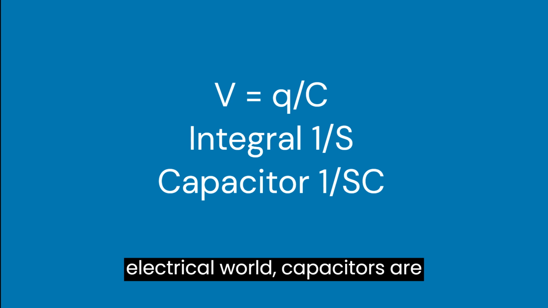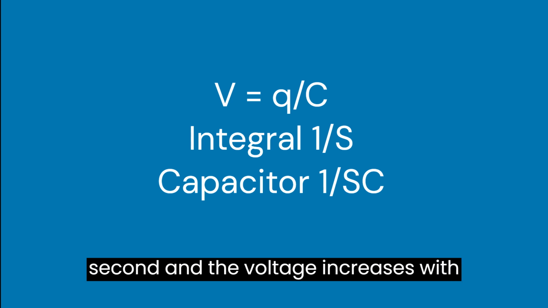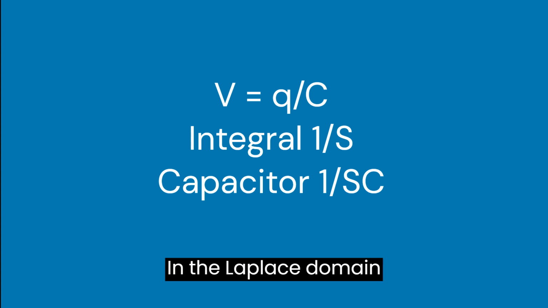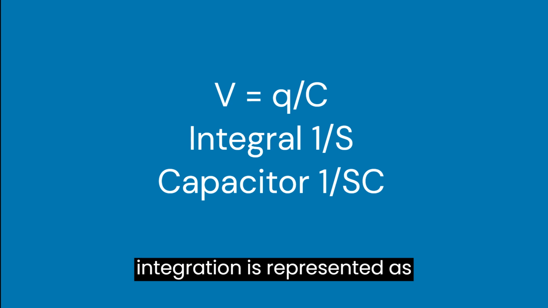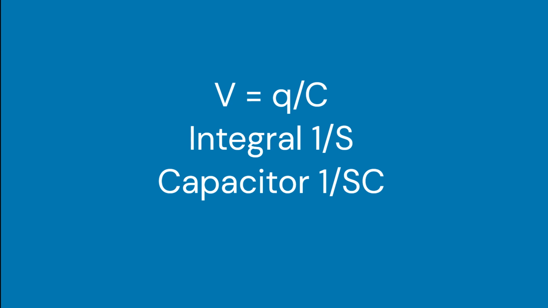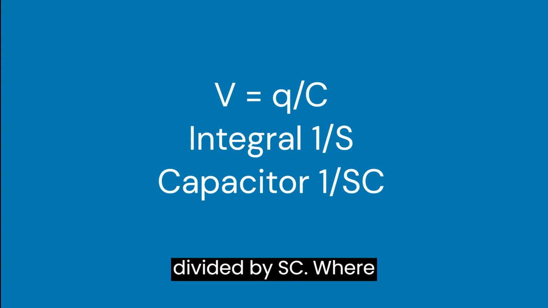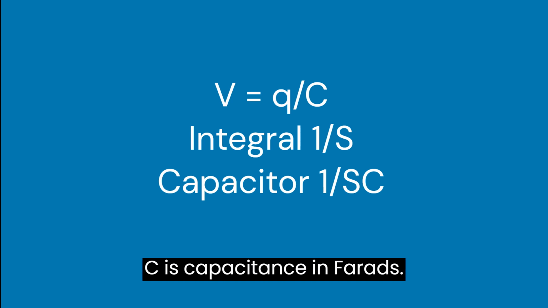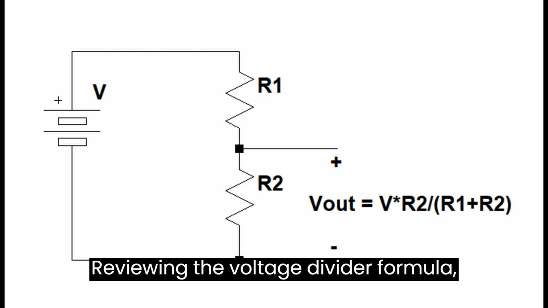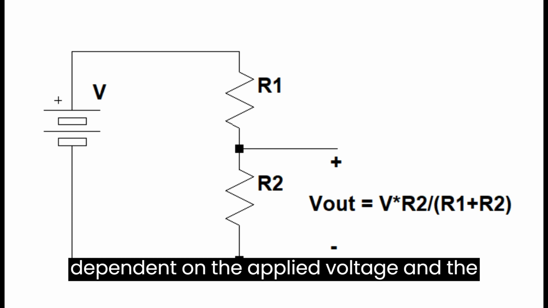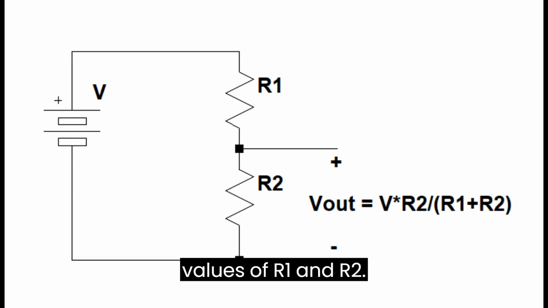In the electrical world, capacitors are near ideal integrators. They accumulate charge, amperes per second, and the voltage increases with the reciprocal of the capacitance. In the Laplace domain, integration is represented as 1 divided by S. Capacitors are represented as 1 divided by SC, where C is capacitance in farads. Reviewing the voltage divider formula, we see the voltage across R2 is dependent on the applied voltage and the values of R1 and R2.